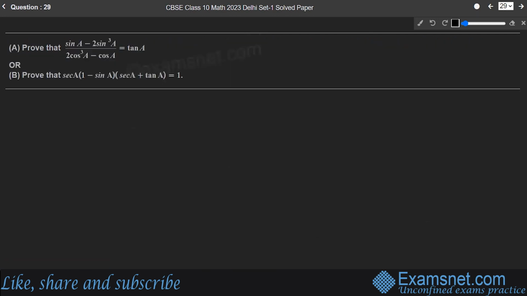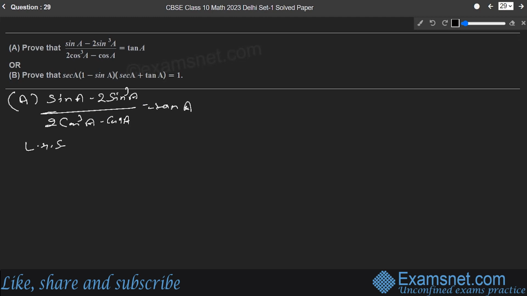Now the next question has two parts. Let's have the first part. They say sine A minus 2 sine cube A upon 2 cos cube A minus cos A is equal to tan A. This is the question. Let us take the left hand side. Let us take sine A common in the numerator, which gives 1 minus 2 sine square A. In the denominator, if we take cos A common, that gives 2 cos square A minus 1.